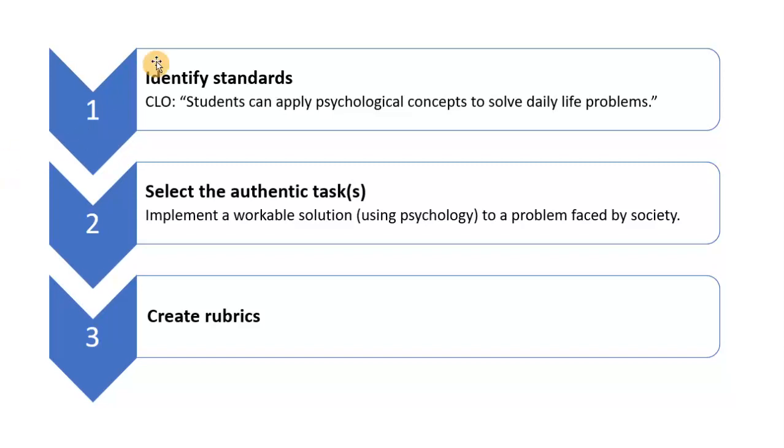So recap again, from the course learning outcome to selecting the authentic task, and then creating the rubric to determine what are the criteria to determine whether the task is done well and not so well. So these are the three steps of developing AtAs.